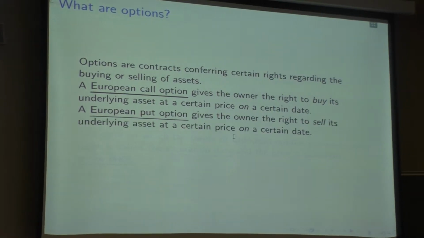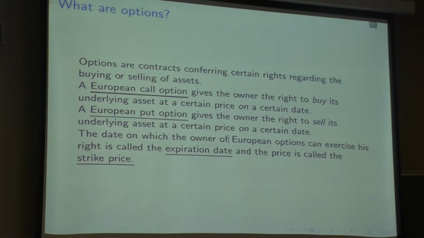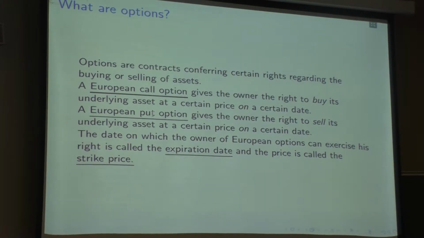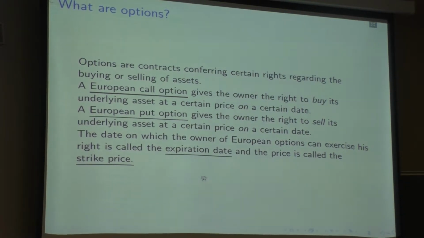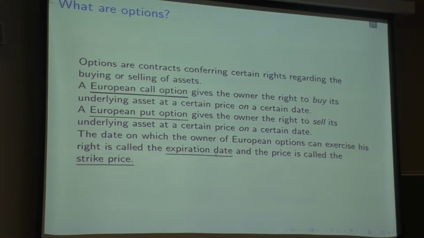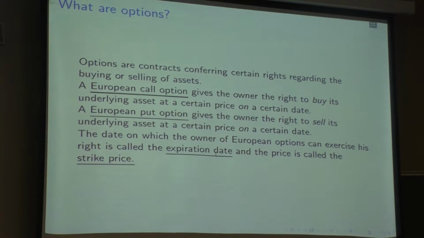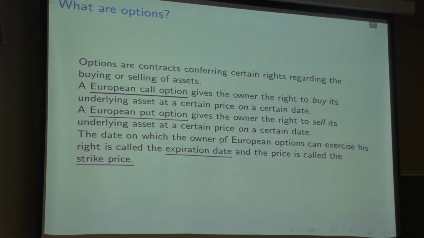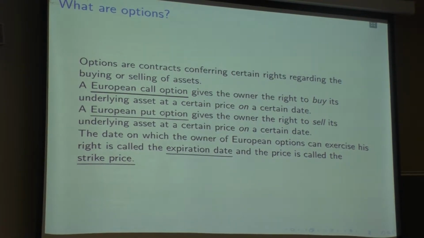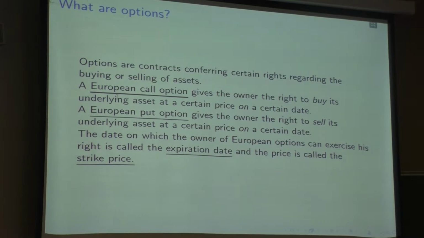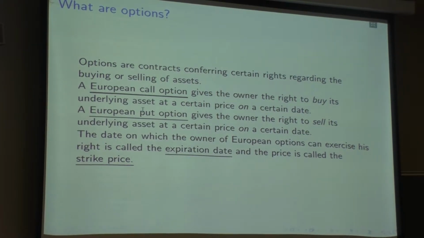So there is a date on which you have the right either to buy if you have a call option, or sell if you have a put option. And that date is the expiration date of the option, and the price that you pre-agree on, the price which the call option gives you the right to buy for and the put option gives you the right to sell for, is what we're calling the strike price. So these are the first two kinds of options we've seen, European call and European put options.